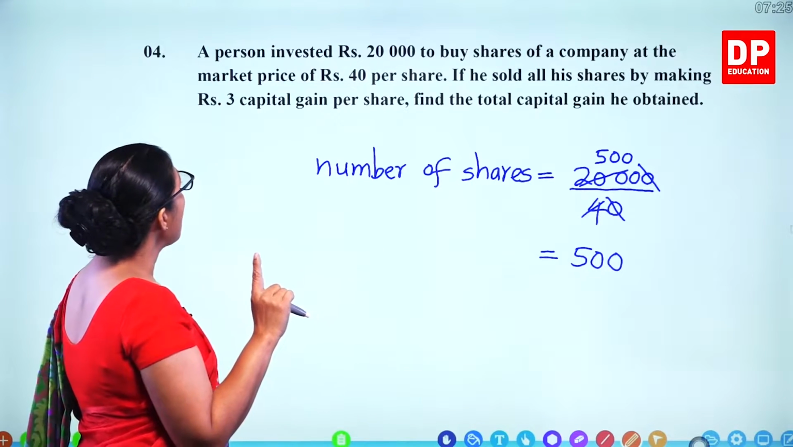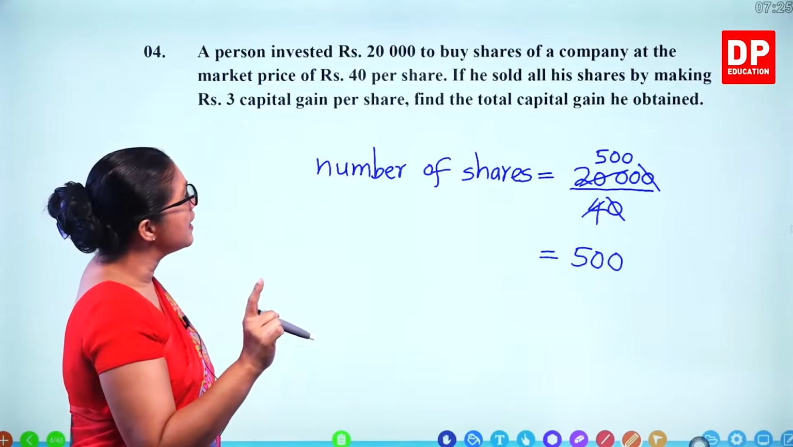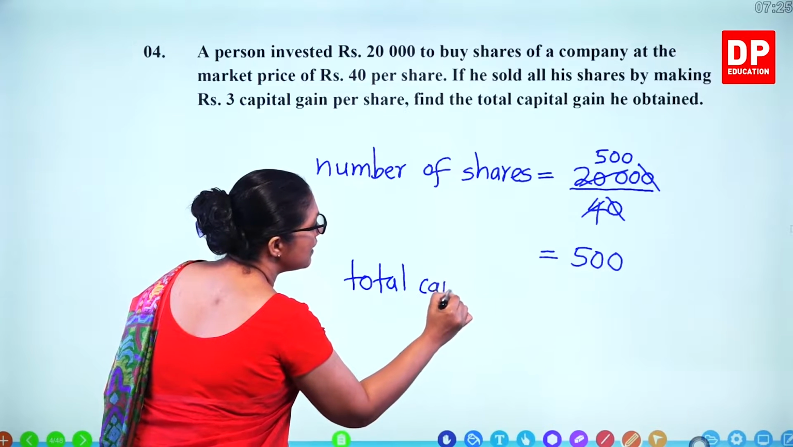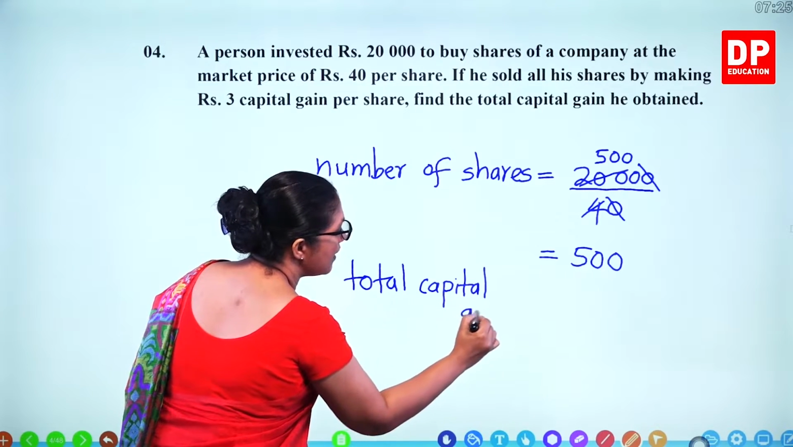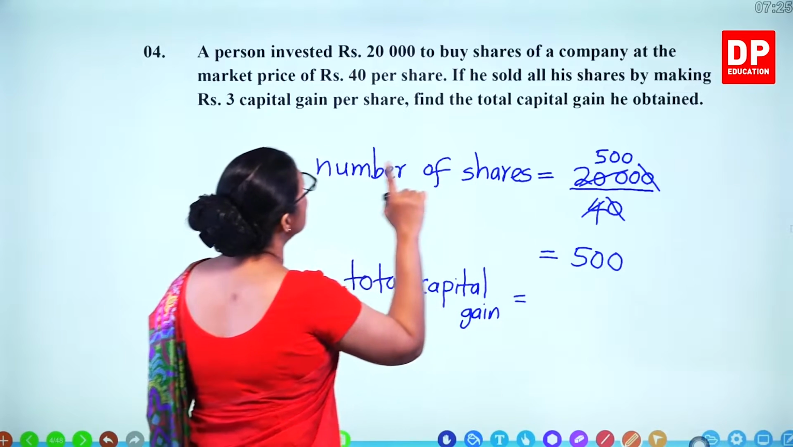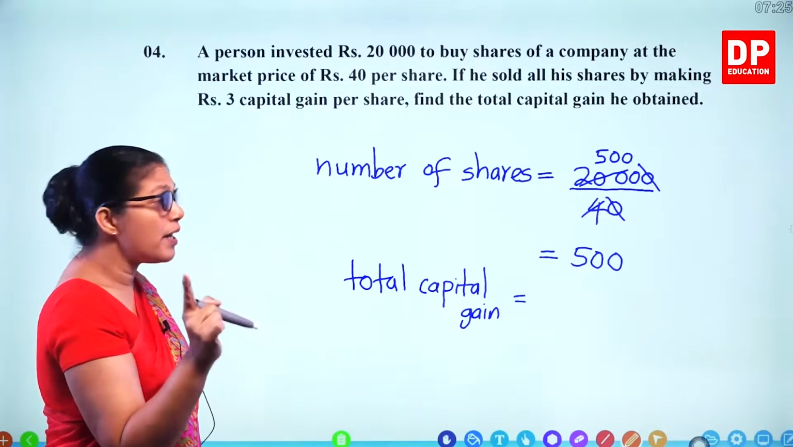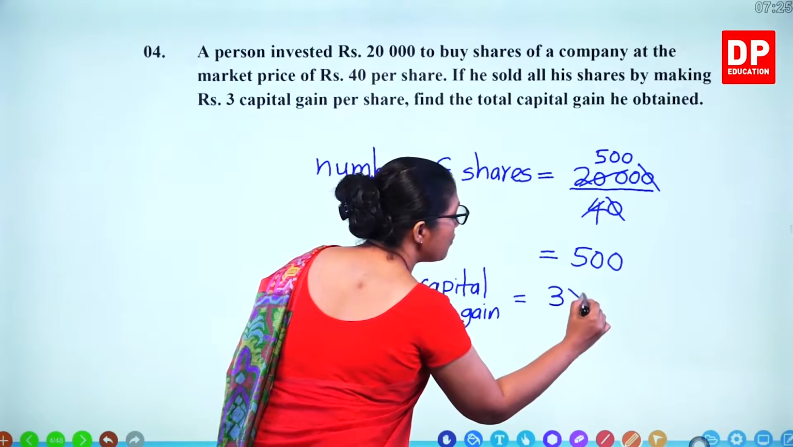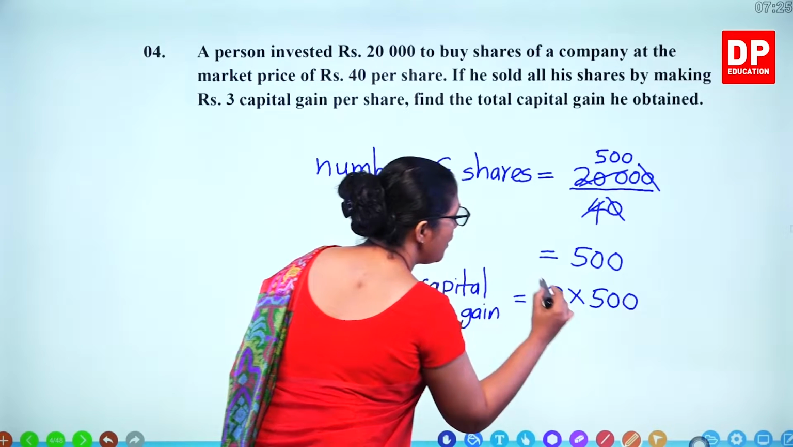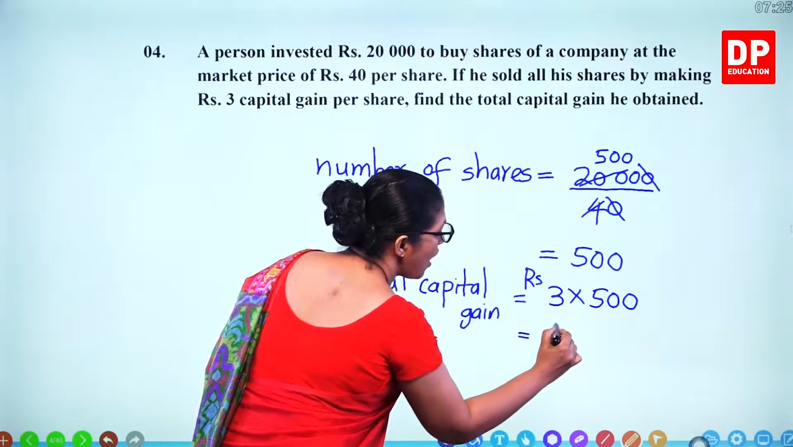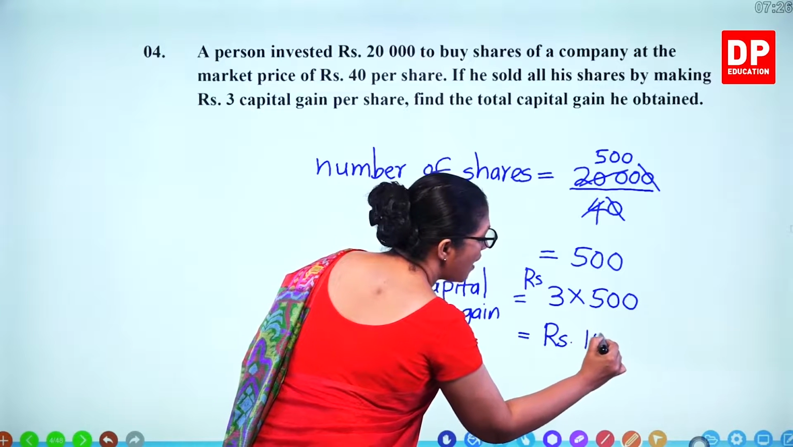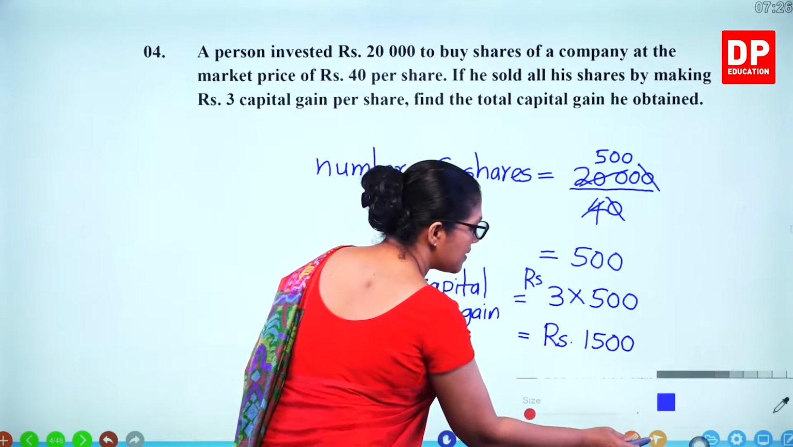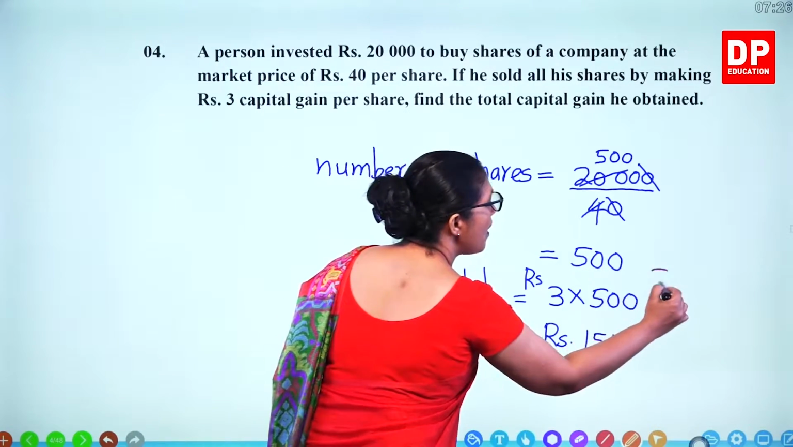Now we want to calculate the total capital gain. So capital gain per share is 3 rupees and 500 shares are there. So what's the capital gain? 3 times 500. 3 rupees per share. So 1,500. 3 times 5, 15. So 1,500 rupees is the capital gain. So you get 2 marks for that.